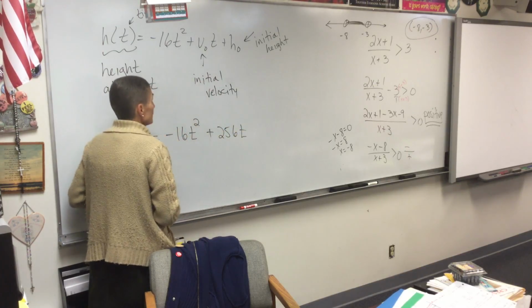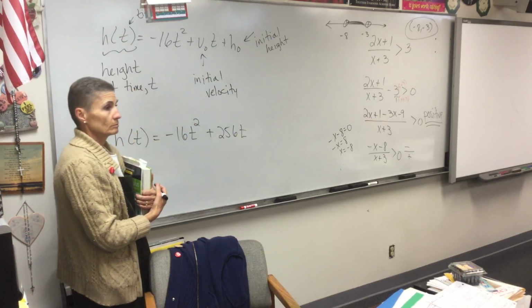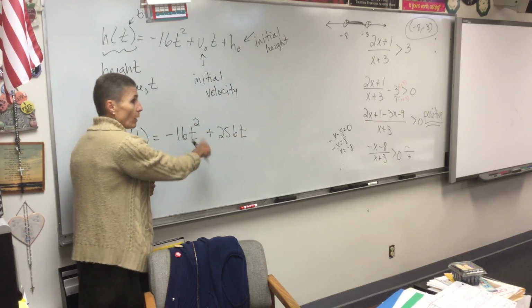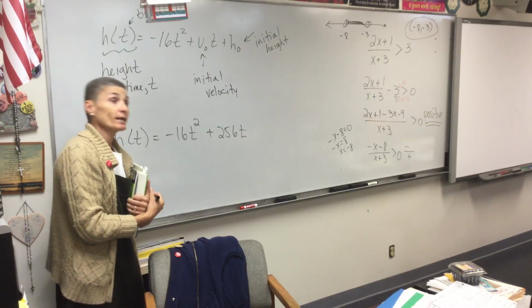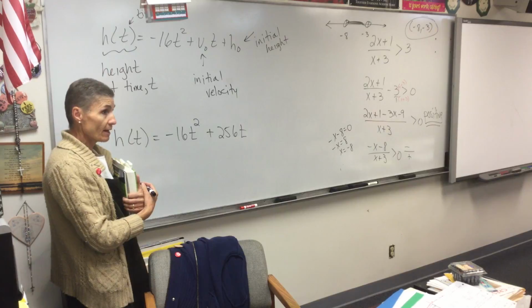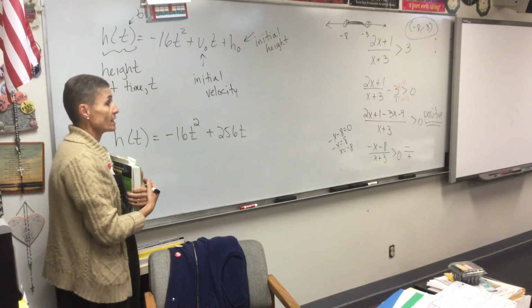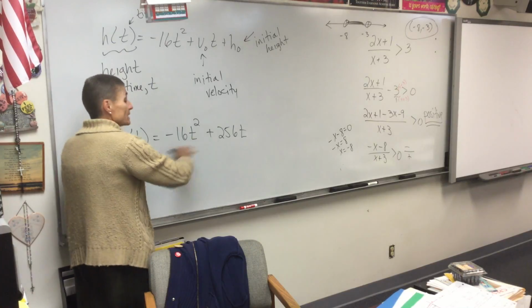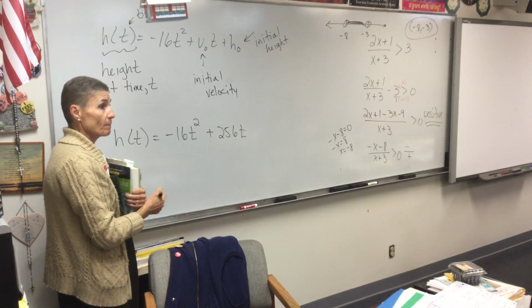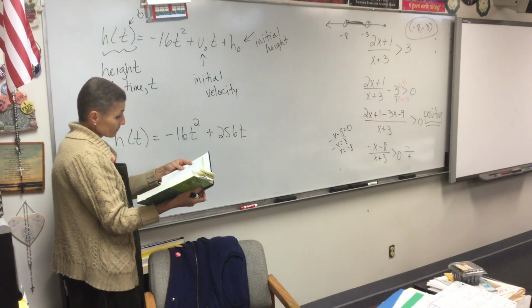256t plus what? 0, ground level. So this is the equation for the projectile motion of this particular problem. Everybody okay with that? We're going to use that formula for all of our projectile motion problems, but we'll be plugging in different numbers depending on the situation.